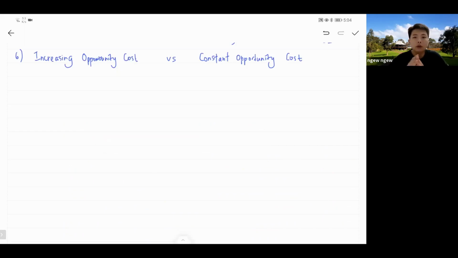Moving on, we can use different shapes of PPC to indicate increasing opportunity cost or constant opportunity cost. This is to contrast what is meant by increasing opportunity cost and what is meant by constant opportunity cost. First of all, we might need to define a little bit what is meant by increasing opportunity cost.